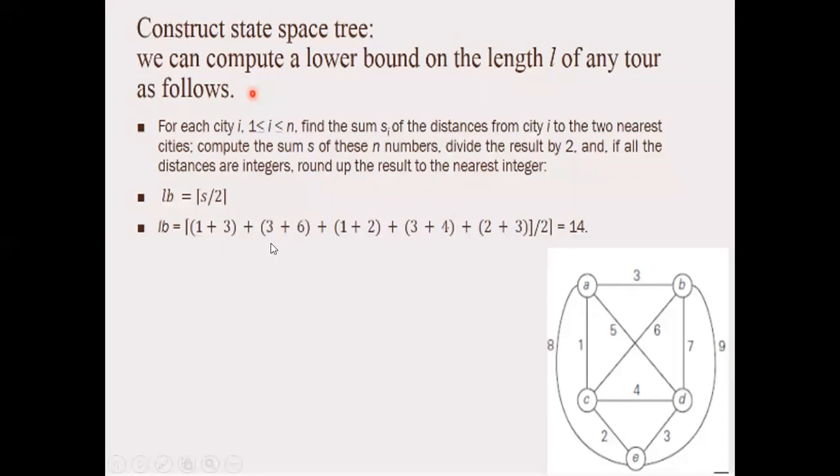For city B, what are the two nearest cities? Just check it out. From B to A it is 3, to C it is 6, to D it is 7, to E it is 9. Out of these distances, the two shortest are 3 and 6, that is from city B to city A and city B to city C. So the addition of those two: 3 plus 6.